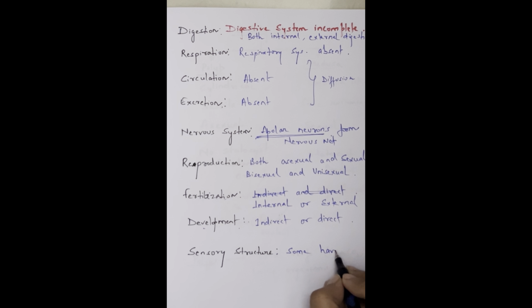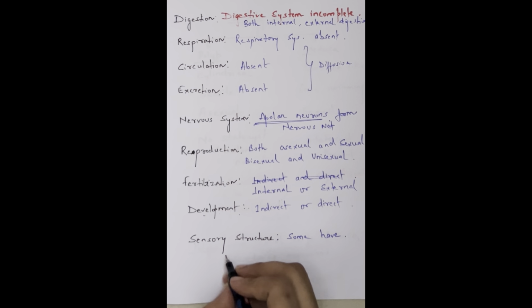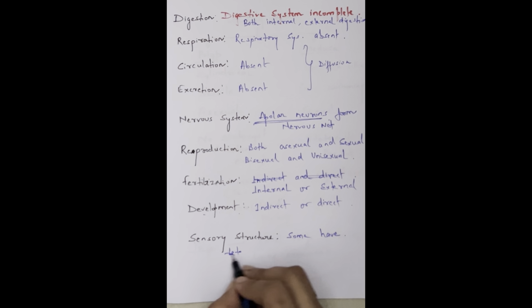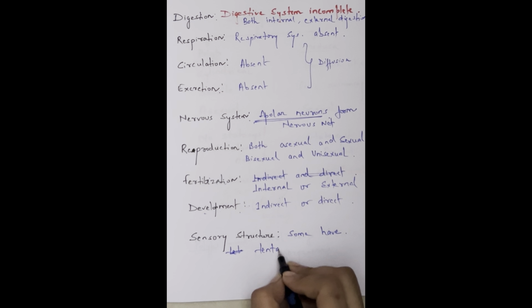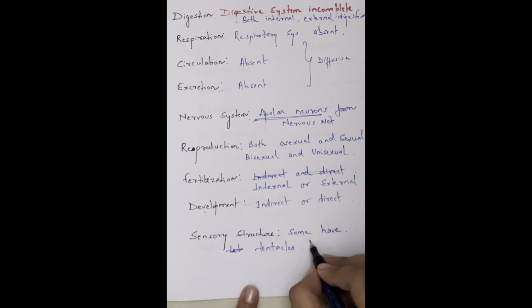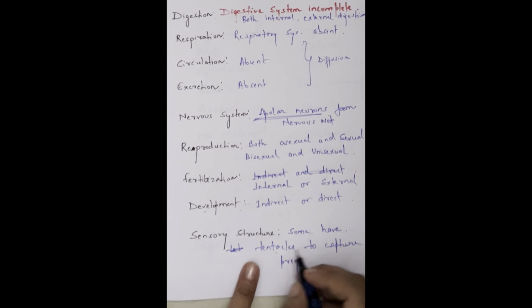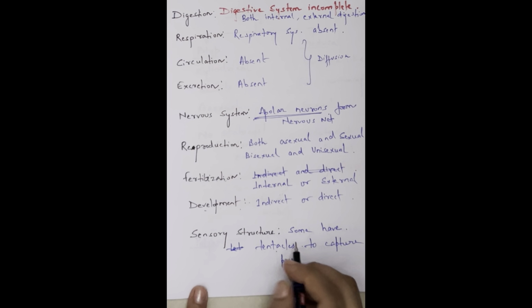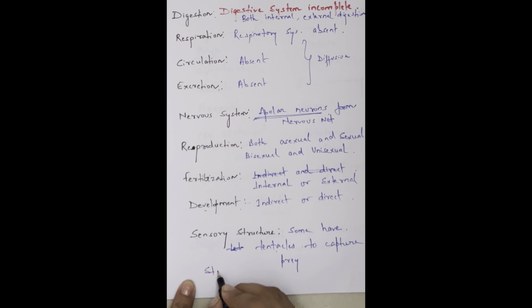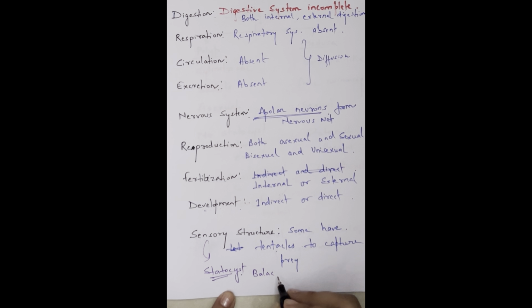Sensory structures: some of them have tentacles. Tentacles basically help to capture the prey, and these tentacles have sensory structures in order to capture the prey. As well as that, some of the members have balancing organs. Those balancing organs are known as statocysts.